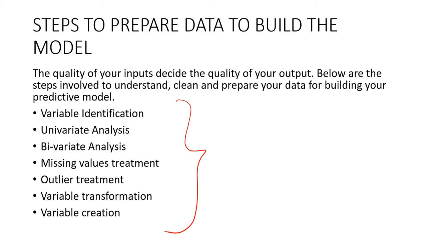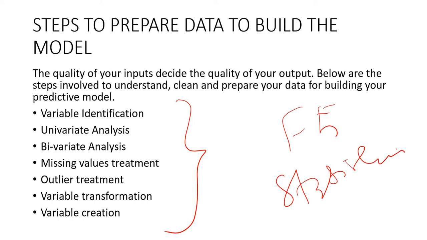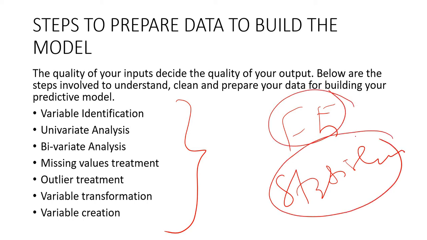This exploratory data analysis is part of feature engineering. The steps coming under feature engineering are variable identification, univariable analysis, bivariant analysis, missing values treatment, outlier treatment, variable transformation, variable creation. Videos are available about these different steps under the playlists feature engineering and statistics. You can see all these videos under these two playlists related to univariant analysis, missing values treatment, outlier treatment. Everything is there. Let's continue.